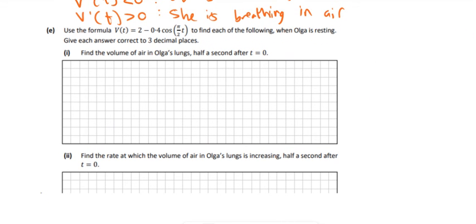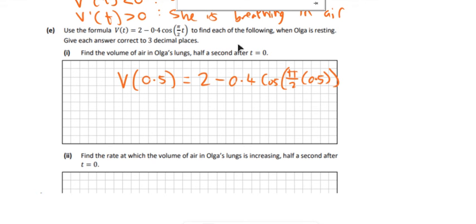So part E then. Find the volume of air in her lungs half a second after t equals 0. So all we have to do is find v of 0.5 here, v of a half, which equals 2 minus 0.4 times cos of pi over 2 times 0.5. So that's 1.717.